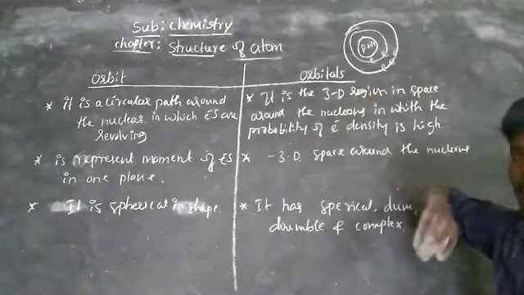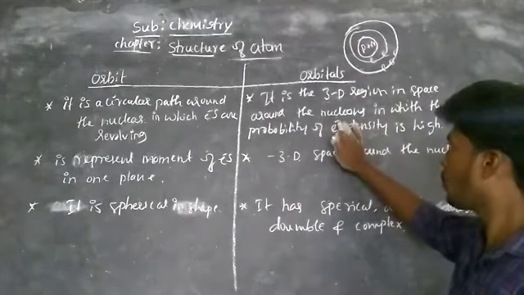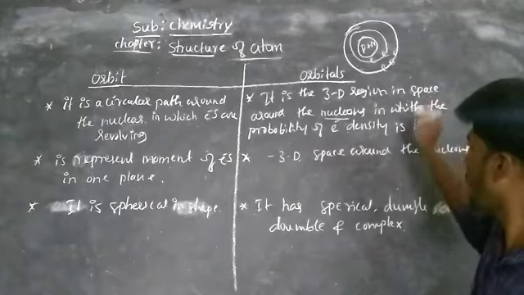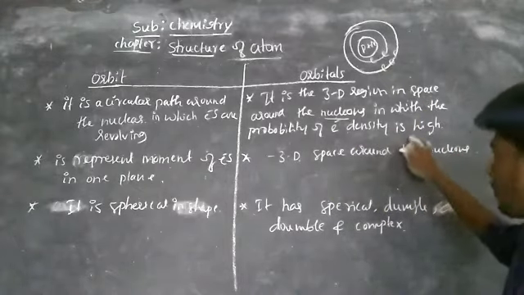Now, what is meant by orbital? It is the three-dimensional region in a space around the nucleus in which the probability of finding electrons is maximum, or the density is maximum or high.